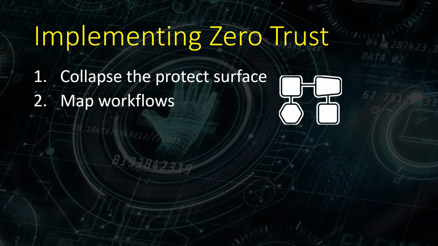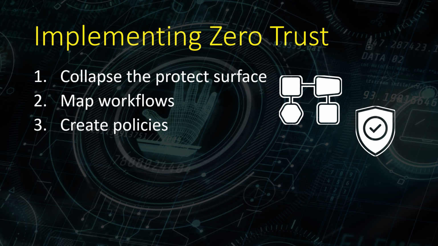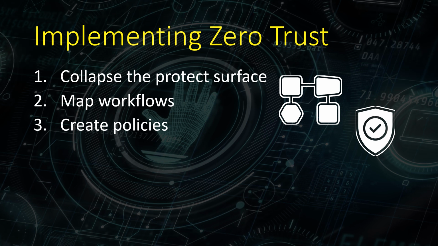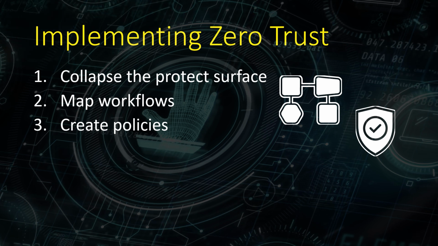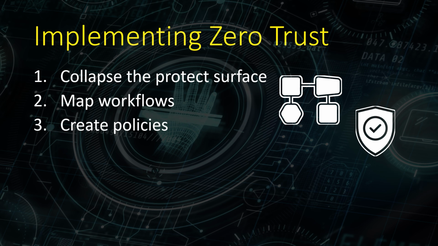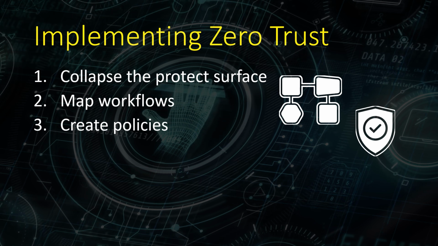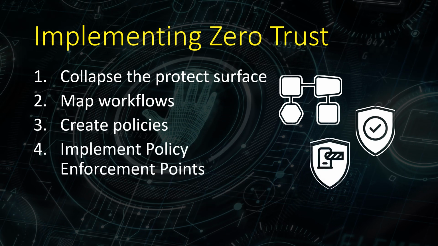Step 3 is to create policies. These are statements of which authorized entities are allowed to do what. Creating and managing policies might be automated or it might be manual. Step 4 is implementing the policy enforcement points.